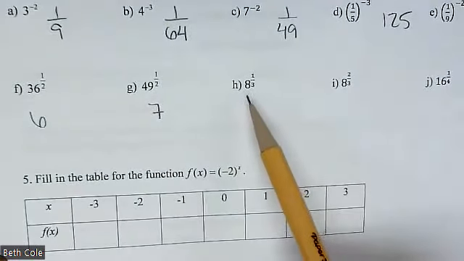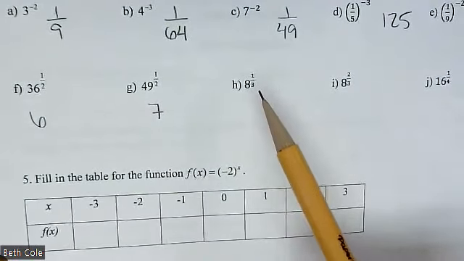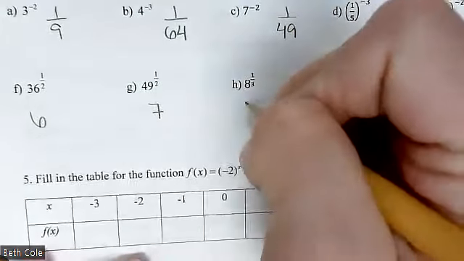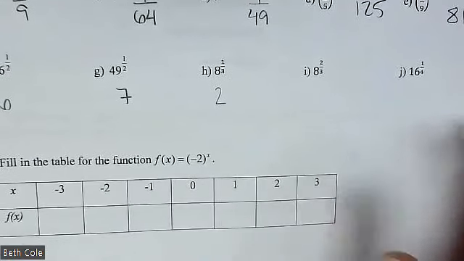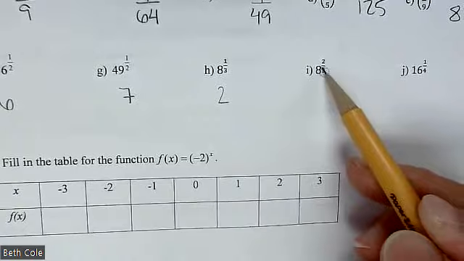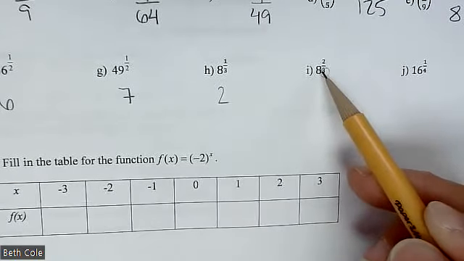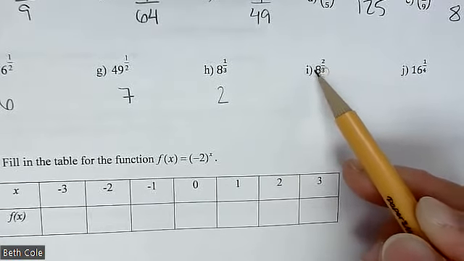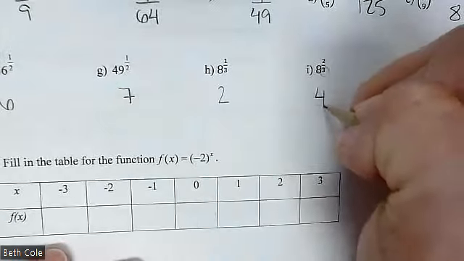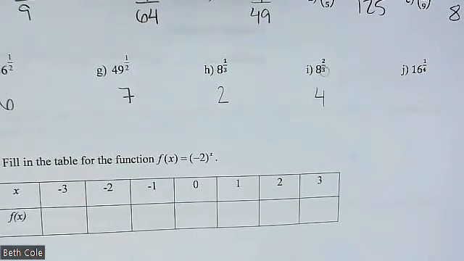So whenever the denominator is 3, that means a cube root. So your cube root of 8 is 2. Now listen, because this one, instead of a 1/3, it's a 2/3. Do you see that there? So it's still a cube root. So your cube root of 8 is 2, and then you square it. So 2 squared is 4. I'm going to say that again. The denominator means it's a cube root. The cube root of 8 is 2, and then 2 squared is 4.